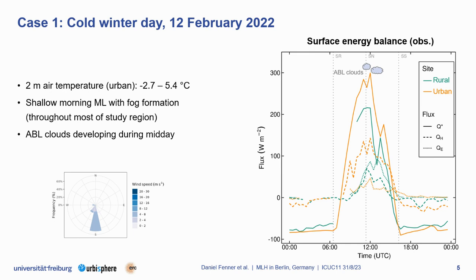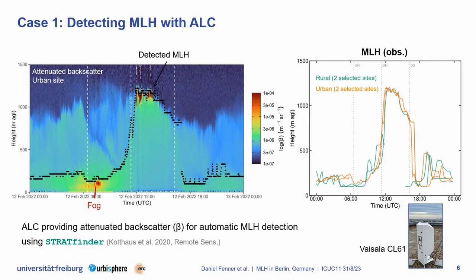And you see already that the sensible heat flux is significantly higher in the city compared to the rural area, while there is relatively little evapotranspiration or latent heat flux available. If we now look at how the mixed layer developed over the course of that day, you see here a typical backscatter profile, so time on the horizontal axis, height up to 1,500 meters on the vertical axis, and the color gives us not directly the aerosol content, but the backscatter, which is proportional to the amount of aerosols sending the laser back.